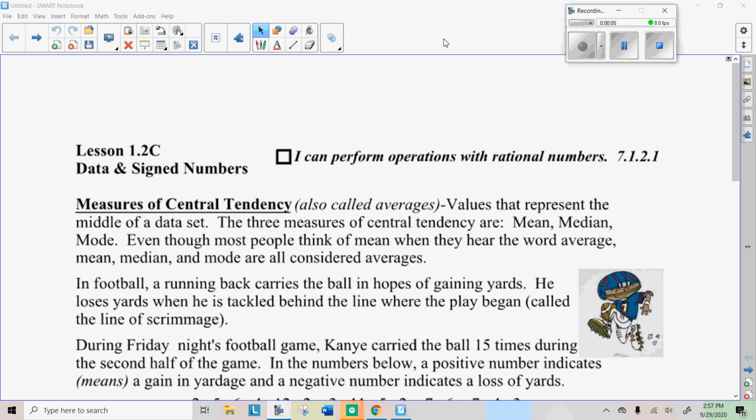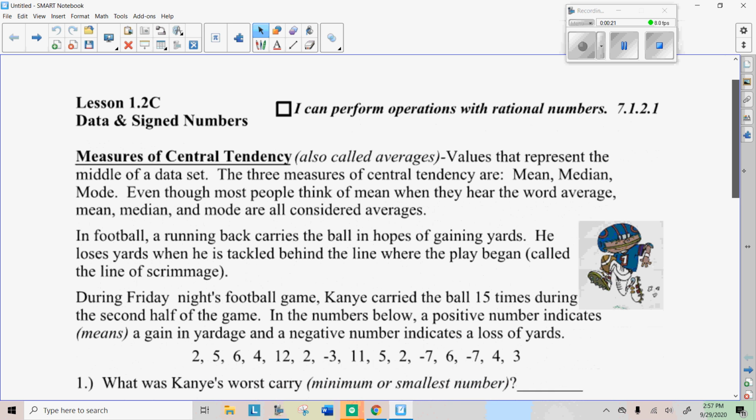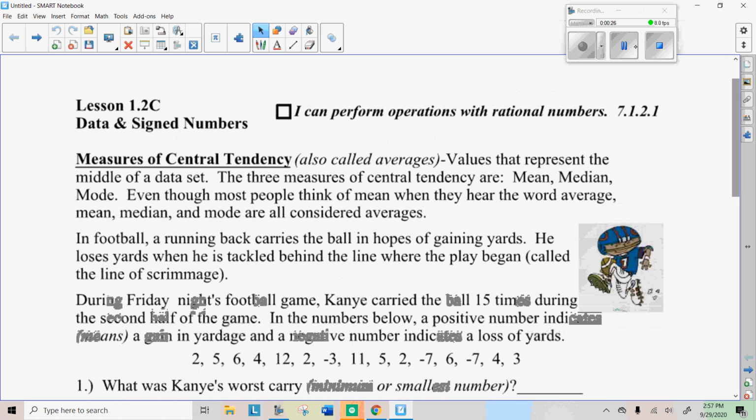It's Mr. Hermanson again. Today we're going to do lesson 1.2c, data and signed numbers. Now, data is like mean, median, things like that. Measures of central tendency. I'm going to just let you read this on your own. So pause right now and read that.